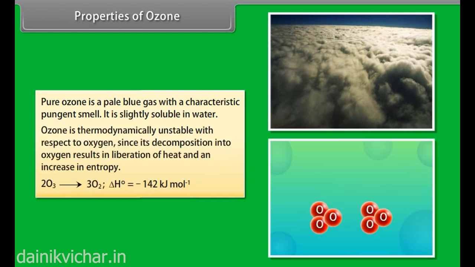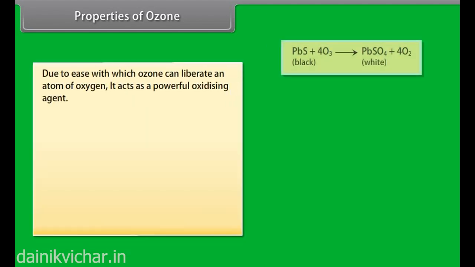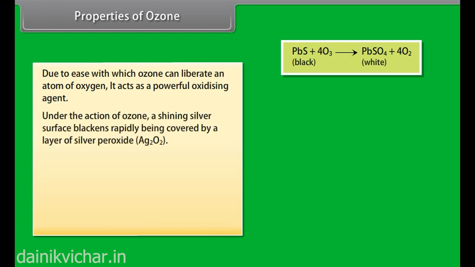Ozone is thermodynamically unstable with respect to oxygen, since its decomposition into oxygen results in liberation of heat and an increase in entropy. Due to ease with which ozone can liberate an atom of oxygen, it acts as a powerful oxidizing agent. Under the action of ozone, a shining silver surface blackens rapidly, being covered by a layer of silver peroxide, Ag2O2.